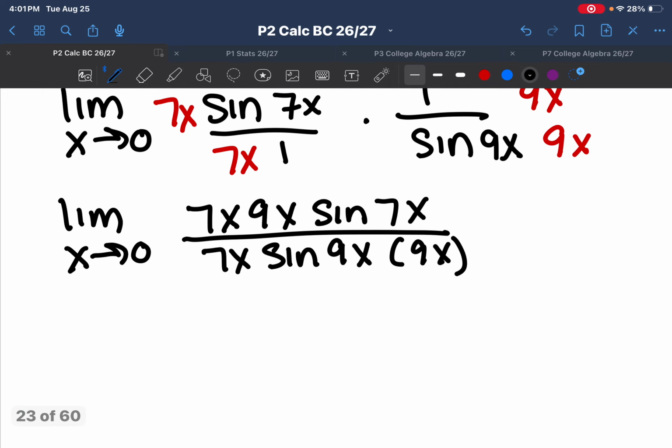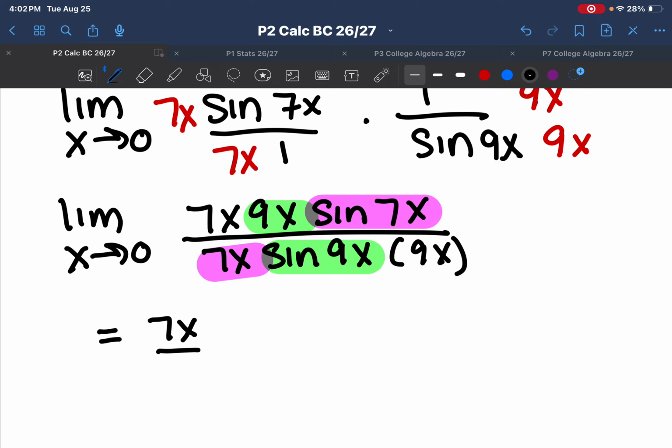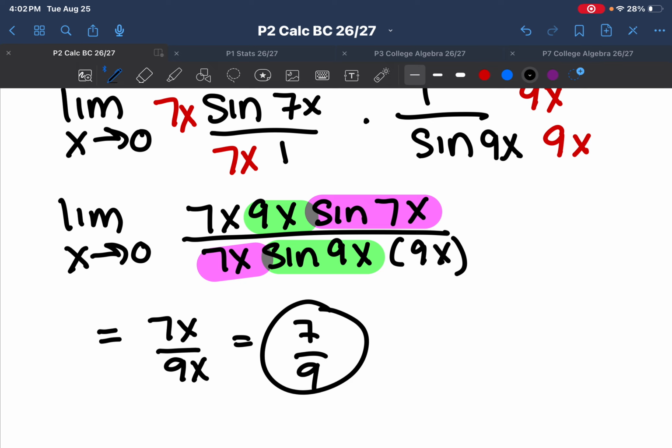What happens here is that this sine 7x over 7x goes to 1. This 9x over sine 9x also goes to 1. So I am left with 7x over 9x, which is just 7 over 9.